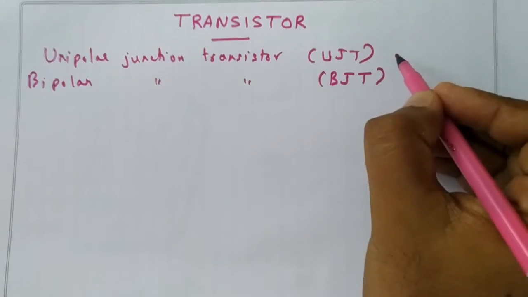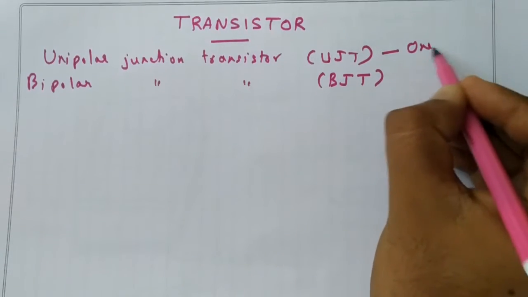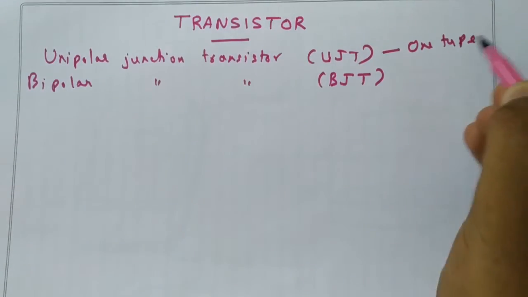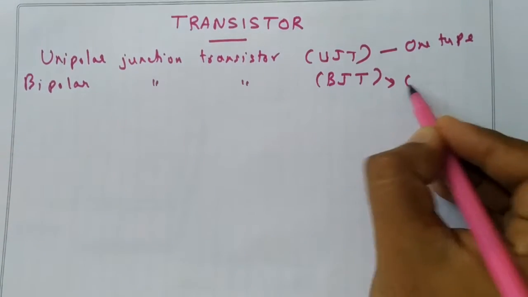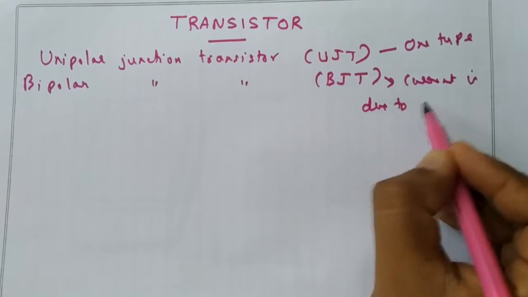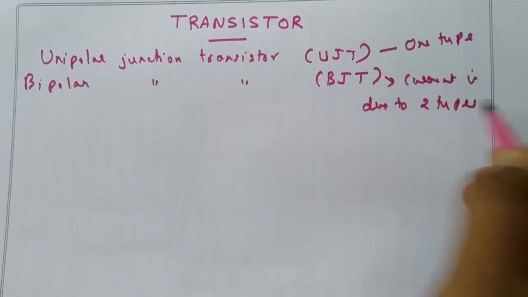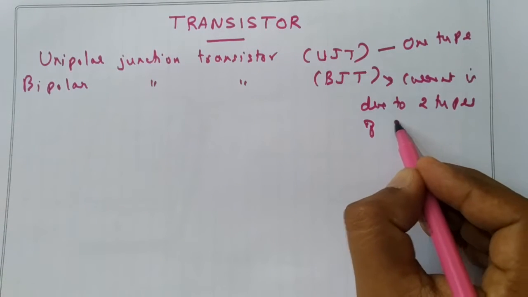Now in a unipolar junction transistor, the current is due to only one type of charge carriers, either electrons or holes. But here the current is due to two types of charge carriers, both electrons and holes.